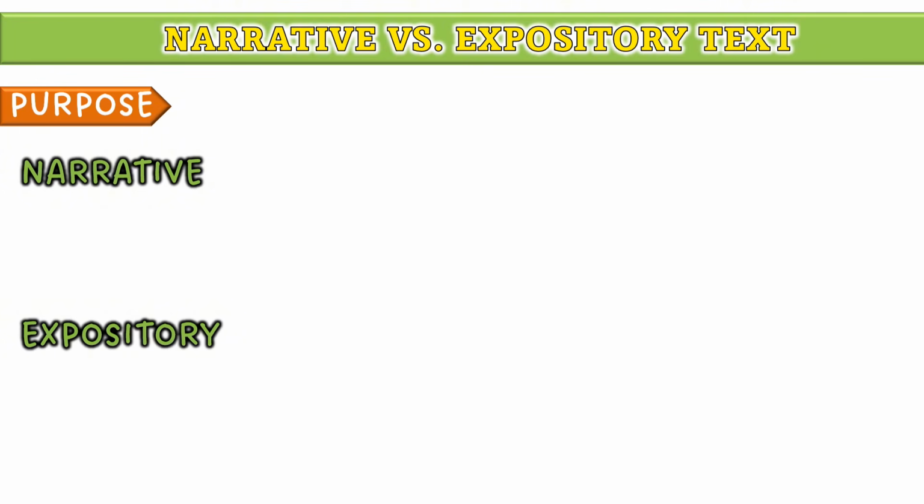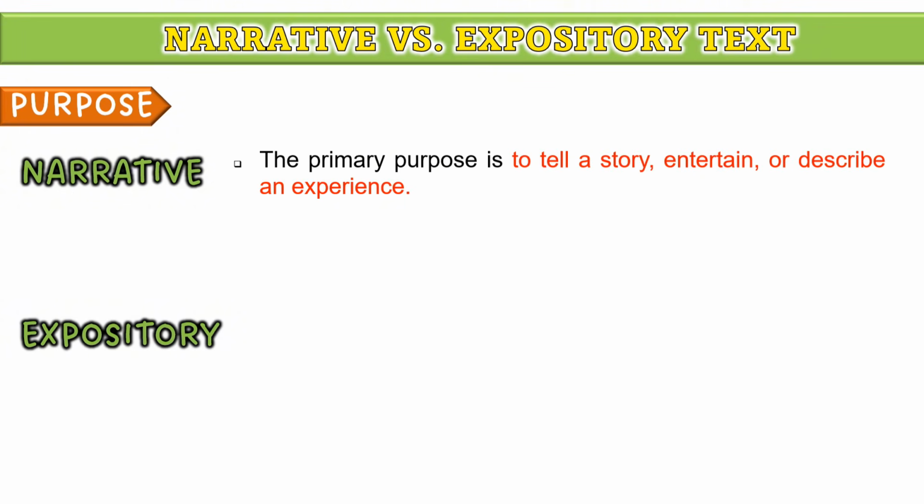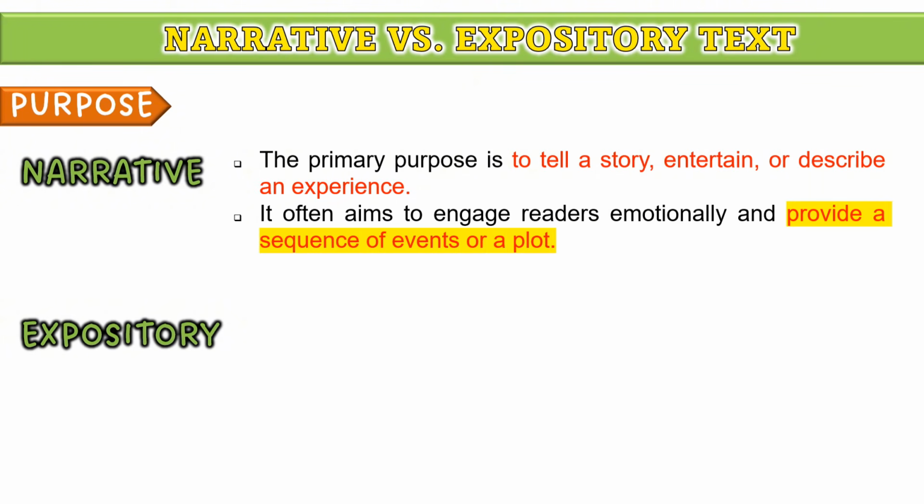The difference between narrative and expository text lies in their purpose, structure, and style. Here's a breakdown. Purpose. Narrative text: the primary purpose is to tell a story, entertain, or describe an experience. It often aims to engage readers emotionally and provide a sequence of events or a plot.